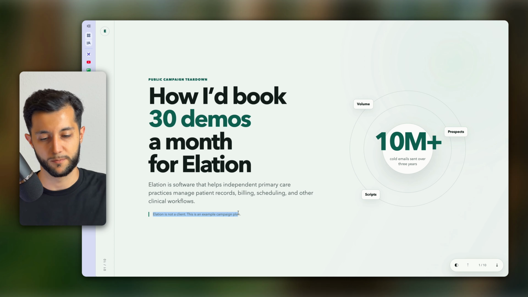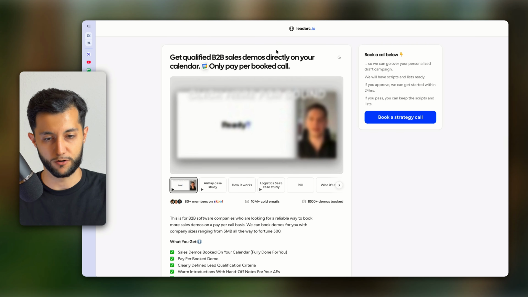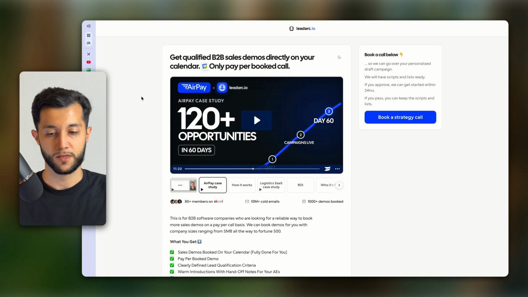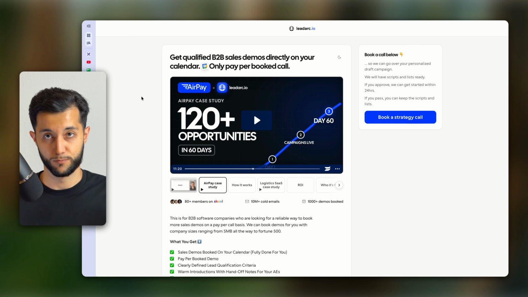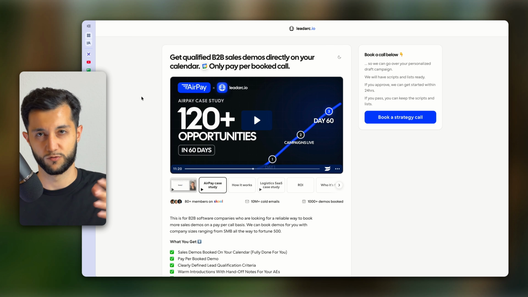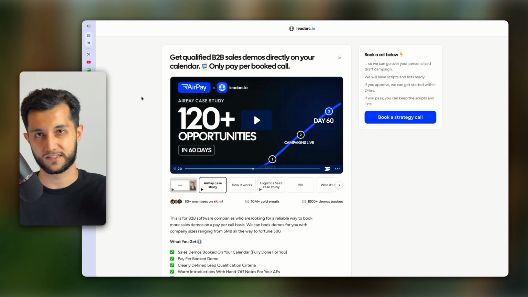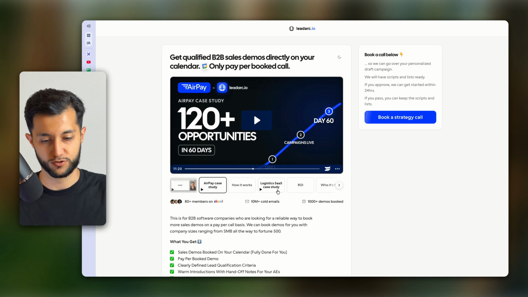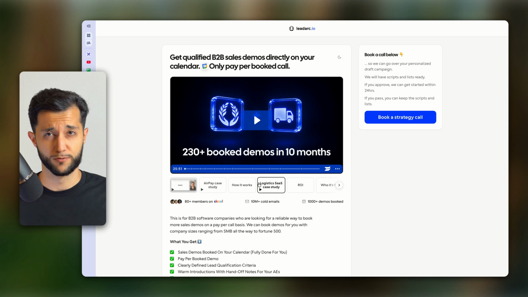This is just an example campaign plan because we've been getting super nice results for our clients like AirPay, where they're also in the healthcare space, also a software for practice management systems, right? They do insurance verification. We generated over 120 plus opportunities in the last 60 days alone. And for another logistics SaaS, which is off vertical right now, but also a software company, we got them 230 plus demos booked within 10 months.